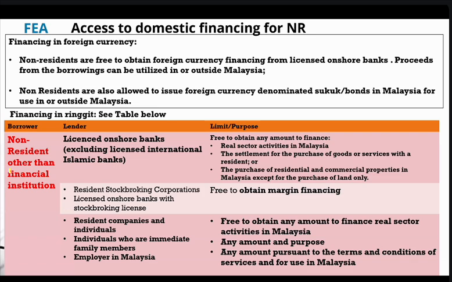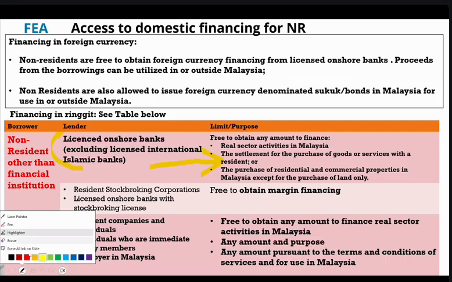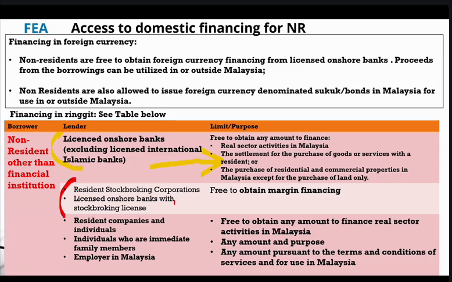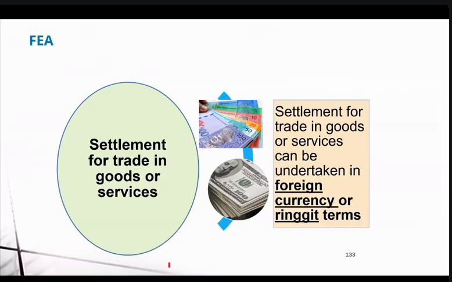For non-resident other than non-FI, it depends who's the lender. If the lender is to the right, follow the slide. What is the purpose on the right? If it's stockbroking, for example, then I'll follow margin financing. This is share margin financing. If it's here, I can only go any amount on the right here. Here is for settlement of trade and goods and service. The settlement for trade and goods and service can be undertaken in foreign currency or ringgit terms.